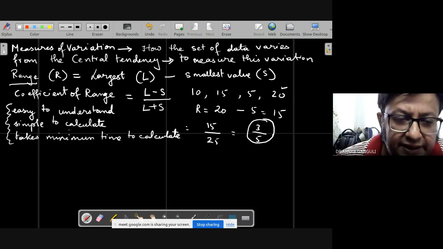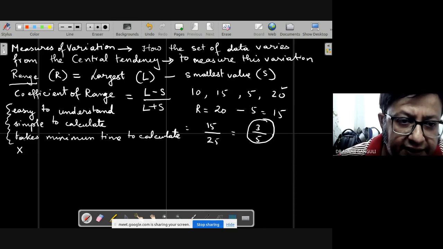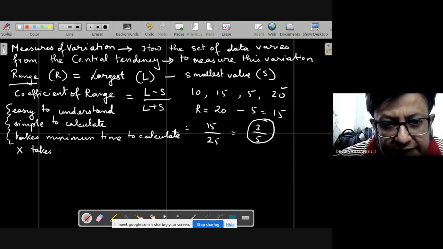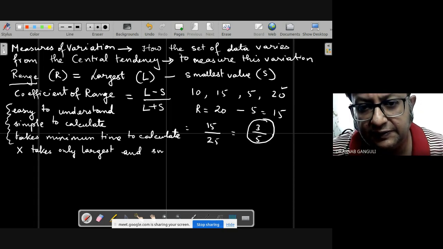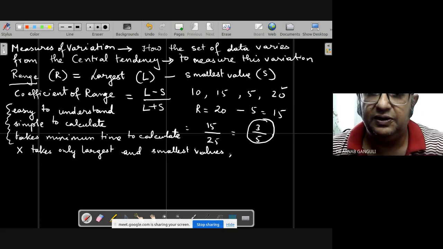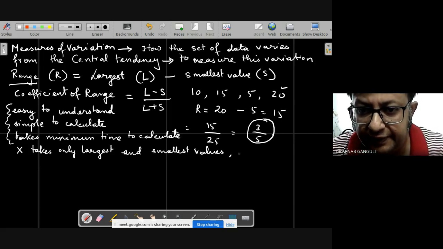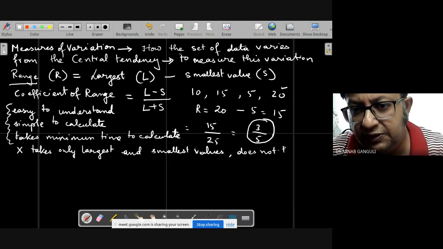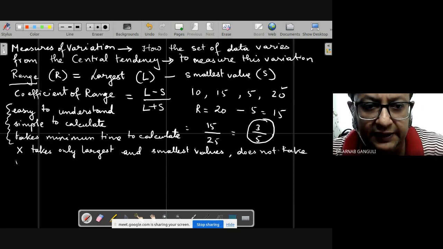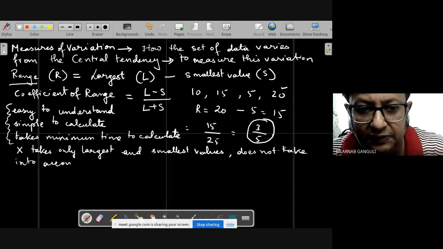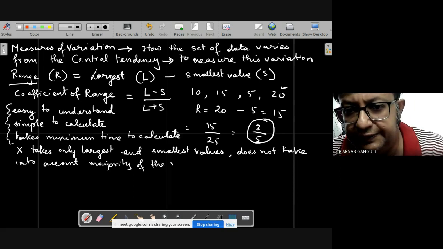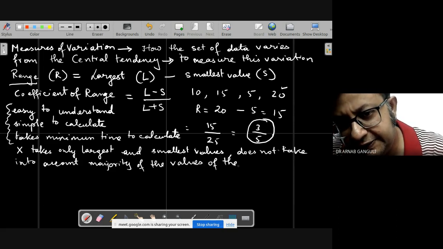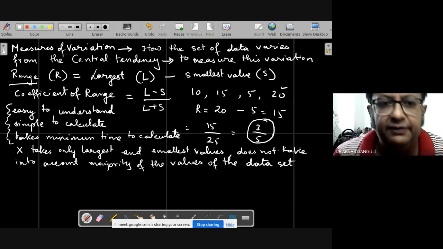But what is the demerit? The demerit is that it takes only the largest and smallest value, and it does not take into account the majority of the values of the data set. Clear about what is range?